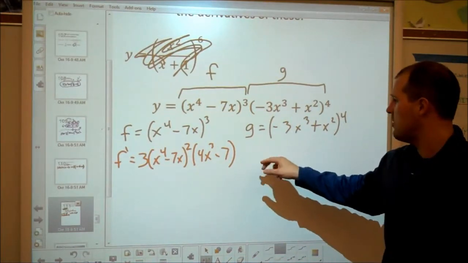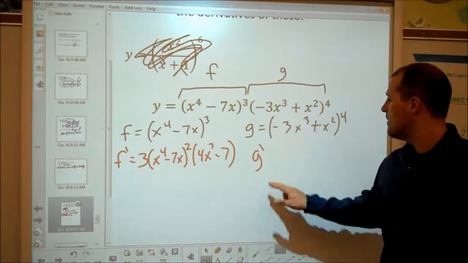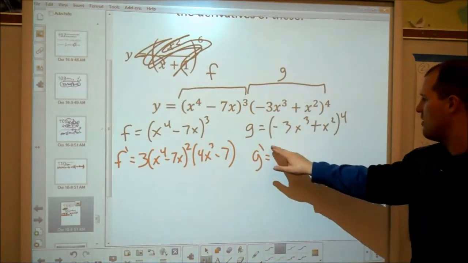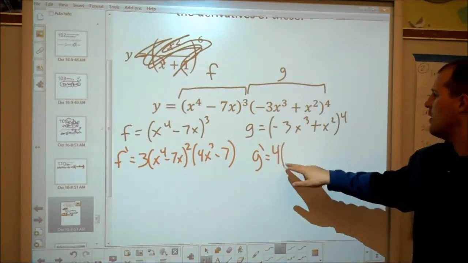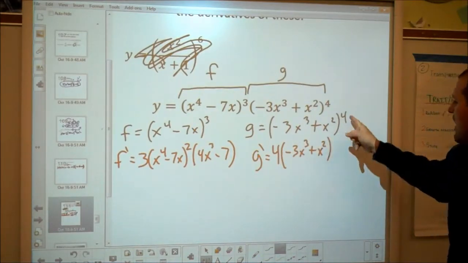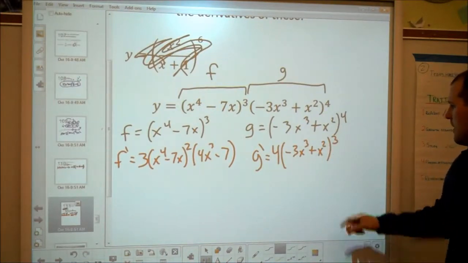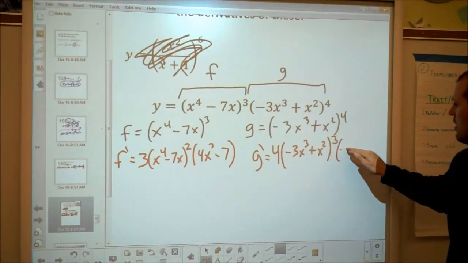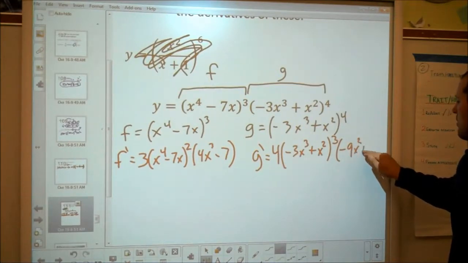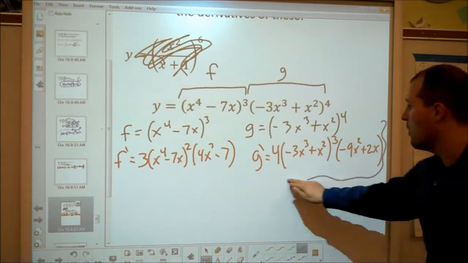And then let's continue. Let's find g prime. So for that, we bring the 4 down. 4 times negative 3x cubed plus x squared. That drops down to a third. And now we need the derivative of the inside. And so bring the 3 down. Negative 9x squared plus 2x. Okay, and that's our happy little cloud. Wonderful.